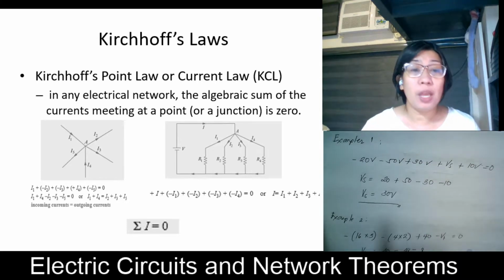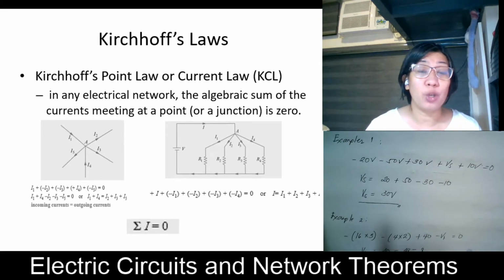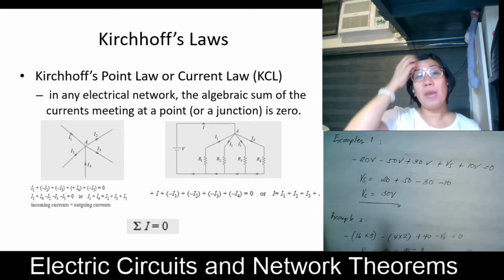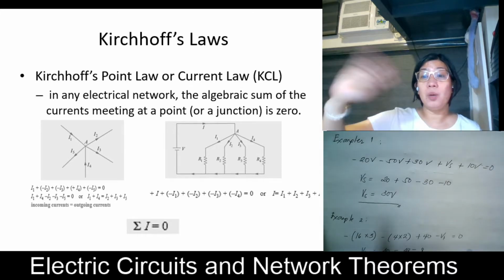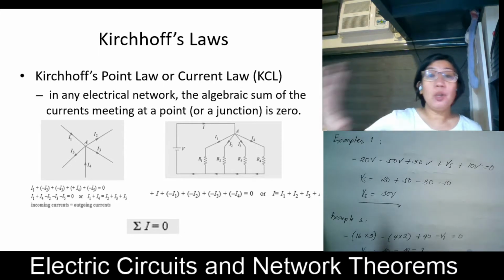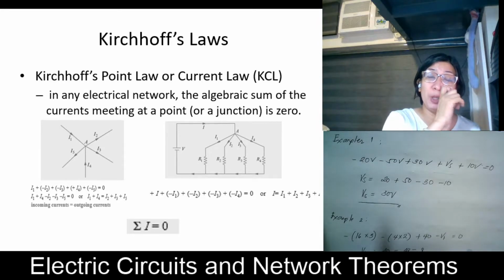No accumulation of charge at the junction. So, hindi sila pwede mag-stack. Hindi pwede, o sige, 5 yung dumating, apat lang yung aalis. Okay, so yung isa maiwan. So, hindi pwedeng ganun. So, lahat ng mag-enter sa junction must have to leave that specific junction.